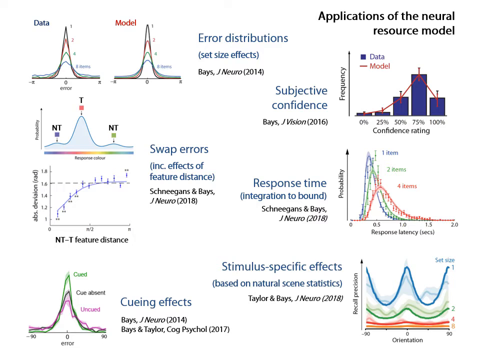Cueing effects, probabilistic cues, can also be captured by increasing the signal for a cued item, which via normalization reduces the activity available for the uncued items in the display. There are a number of other examples here as well. In almost every case, these additional predictions have come for free from the model without having to add any new parameters.